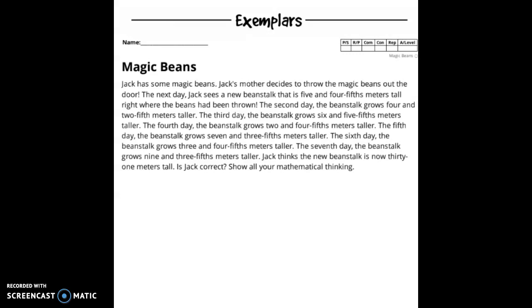Jack thinks the new beanstalk is now 31 meters tall. Is Jack correct? Show all your mathematical thinking. Be sure to please show all of your thinking on the page below. Make sure you answer the question, is Jack correct? Yes or no, and if not, why?